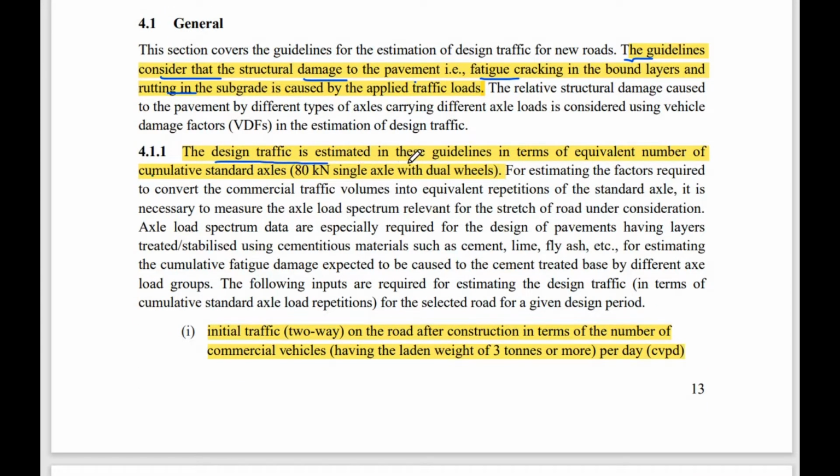The design traffic is estimated in these guidelines in terms of the equivalent number of cumulative standard axles. So what is the standard axle? Here they have said that it is an 80 kN single axle with dual wheels. So suppose this is a single axle, we have two wheels here and two wheels here, with 80 kN load. This will be considered as our standard axle throughout the design of our pavement.